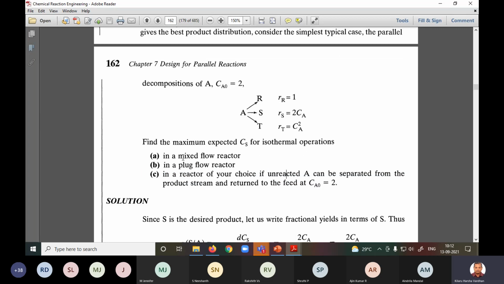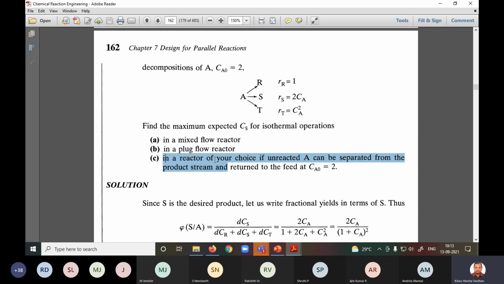If you are using a mixed reactor, how much S will you get, and if you use a plug flow reactor, how much S do you get, or if there is a reactor of your choice, you take any reactor of choice, and if unreacted A can be separated from the product and returned to the feed at Ca naught is 2. So what he's telling is he's having a recycle reactor here. The unreacted thing is separated from the product and then sent back to the reactor. The reactor can be of your choice, mixed or plug flow.